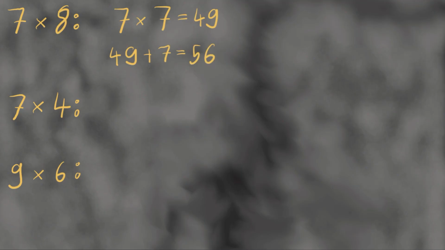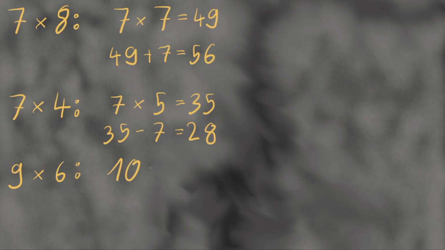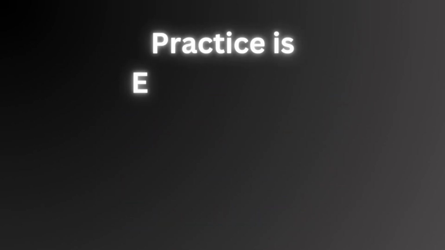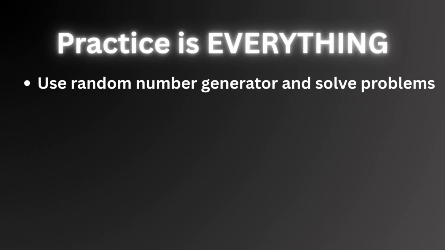Now let's see how our pillars can be applied. For 7 times 8, we recall that 7 times 7 is 49, and therefore the solution is 49 plus 7, so 56. For 7 times 4, calculate 7 times 5, which is 35. Then subtract 7 to get 28. For 9 times 6, we do 10 times 6 equals 60. Then subtract 6 to arrive at 54. As you see, by relying on these pillars, you can reconstruct products efficiently, even without recalling the entire multiplication table by heart.